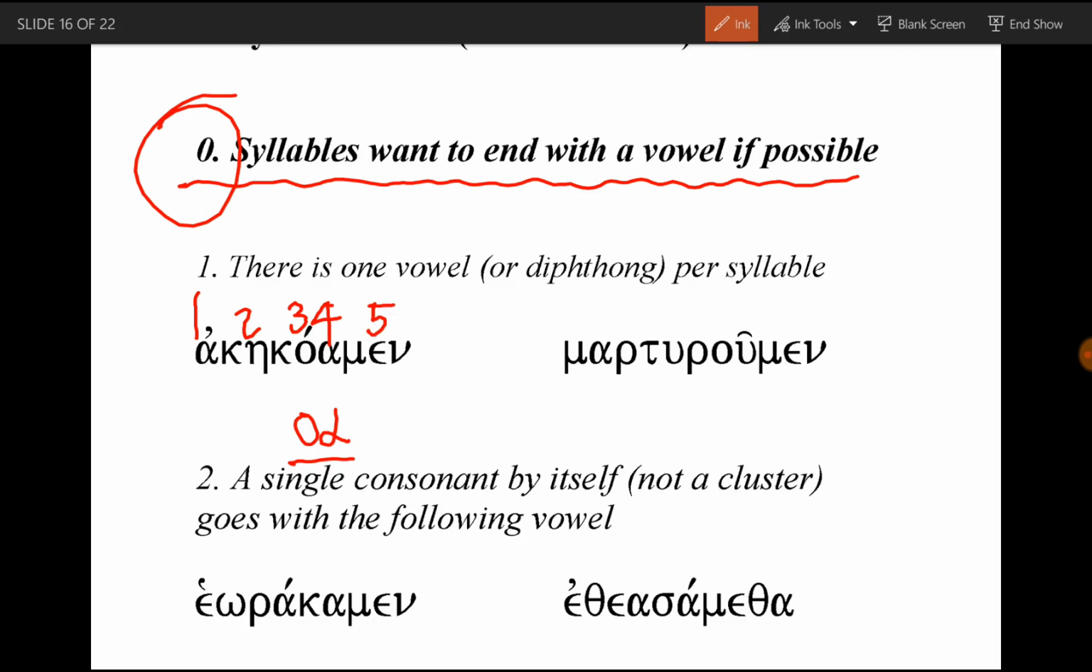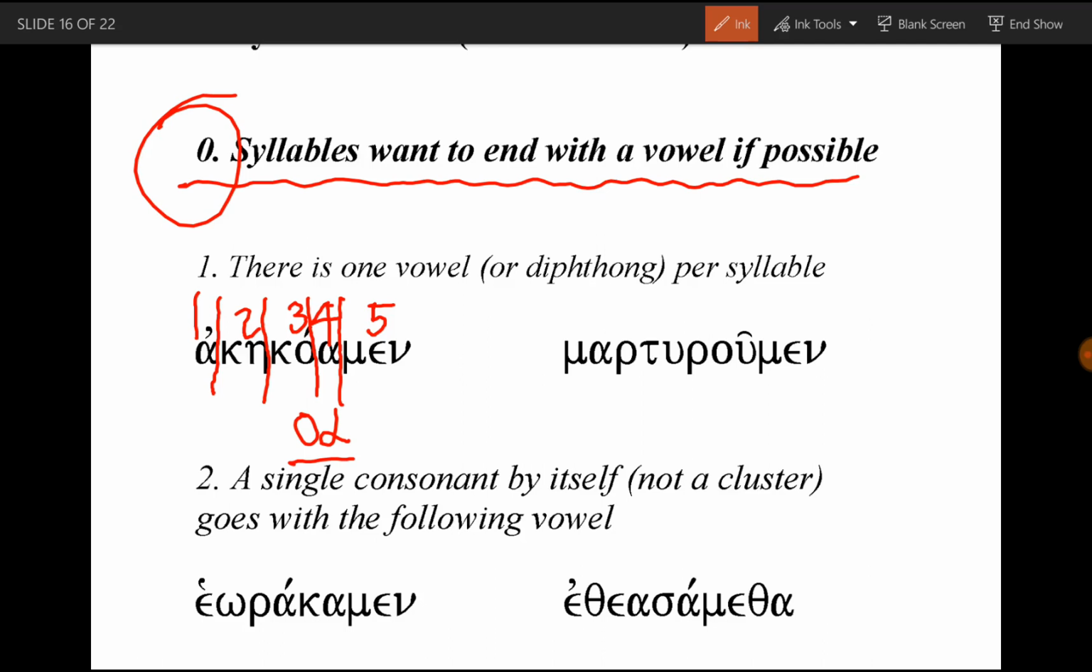Here is 5. So if there are 5 vowels, you know that however you break up the word, it's going to be 5 syllables. And again, I'm going to apply the rule: syllables want to end with a vowel if possible. So here is one syllable, a, k, ka, amen. A, k, ka, amen. Why don't you say this with me? A, k, ka, amen. That's how you divide that word into syllables.